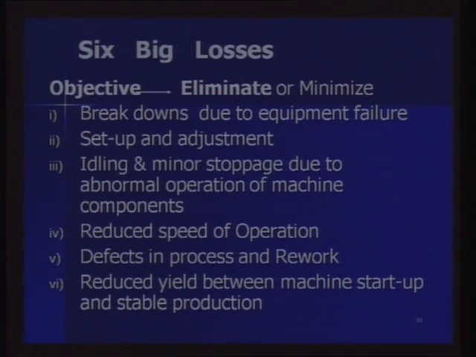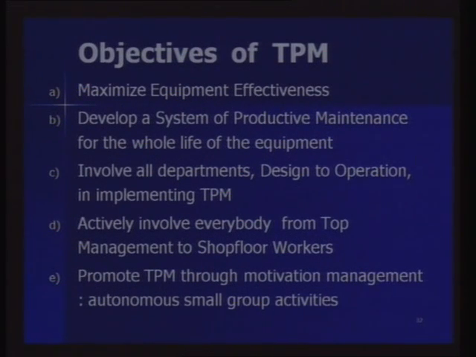TPM, total productive maintenance, tries to either eliminate or minimize these losses. So the objective is maximum equipment effectiveness. If we can reduce some of these losses, naturally the effectiveness of the equipment will increase. That we call the maximization of equipment effectiveness. Develop a system of productive maintenance for the whole life of the equipment.